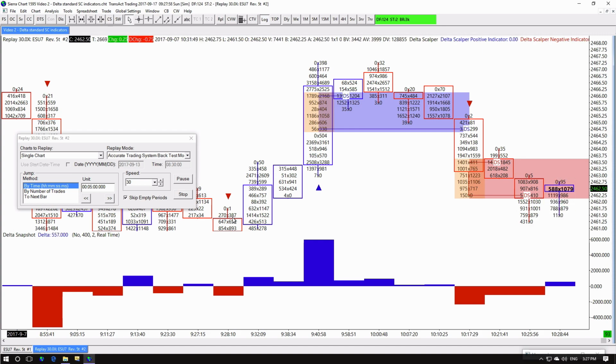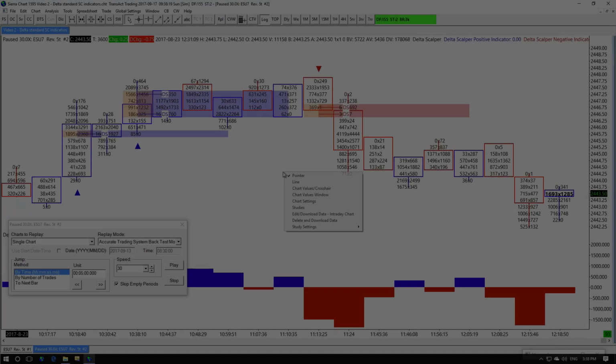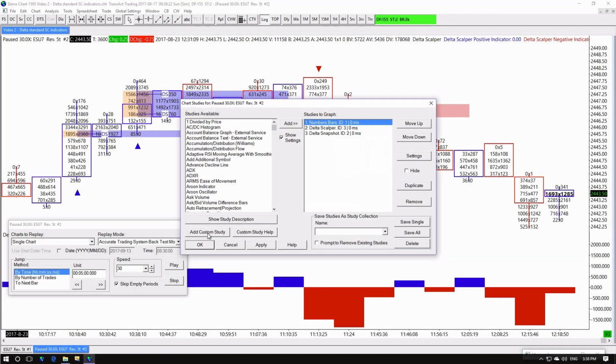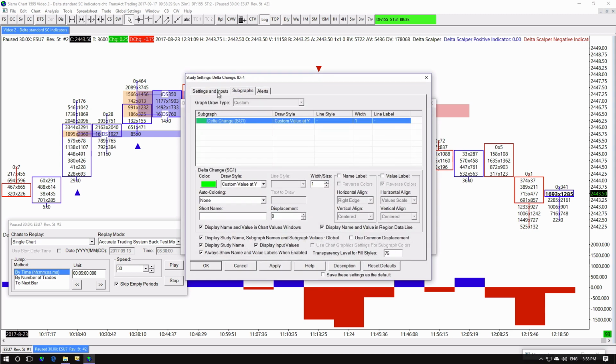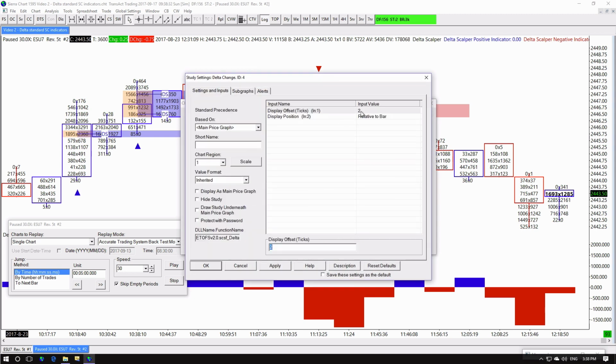So Delta Scalper considers the percentage change between bars, and we can actually see this percentage change numerically by using the Delta Change indicator, which will display a numeric value above or below the bar based upon the change in delta between the prior and the current bar.